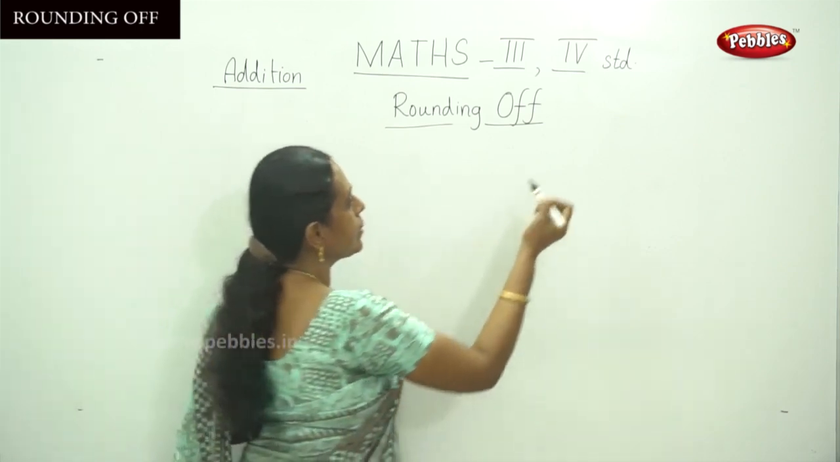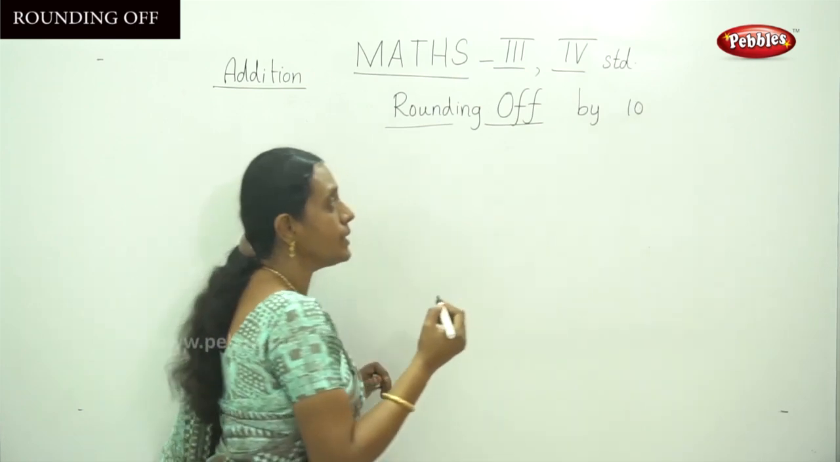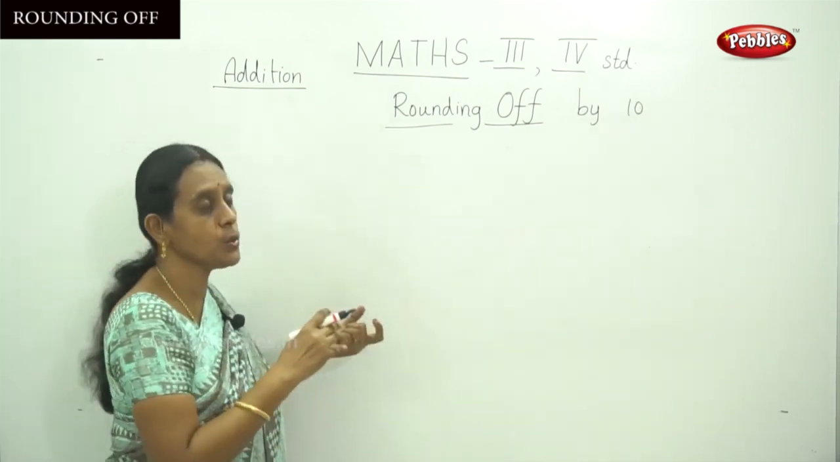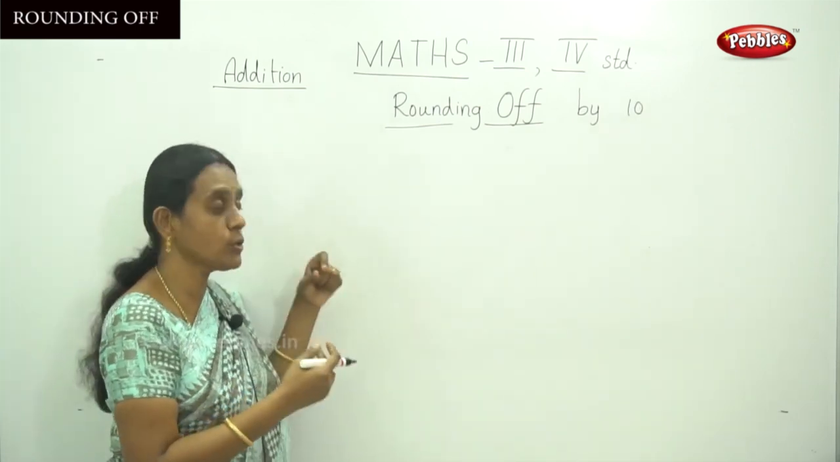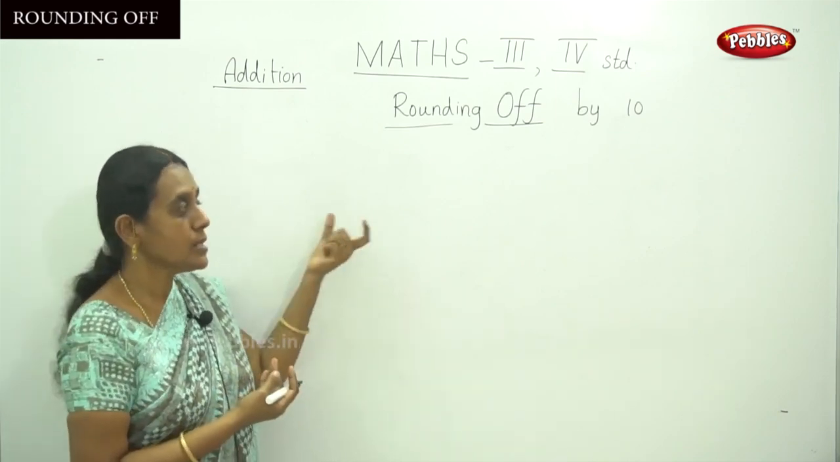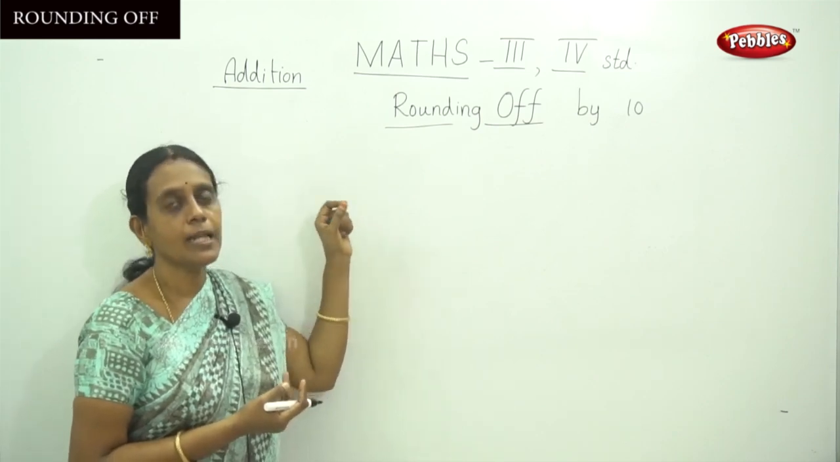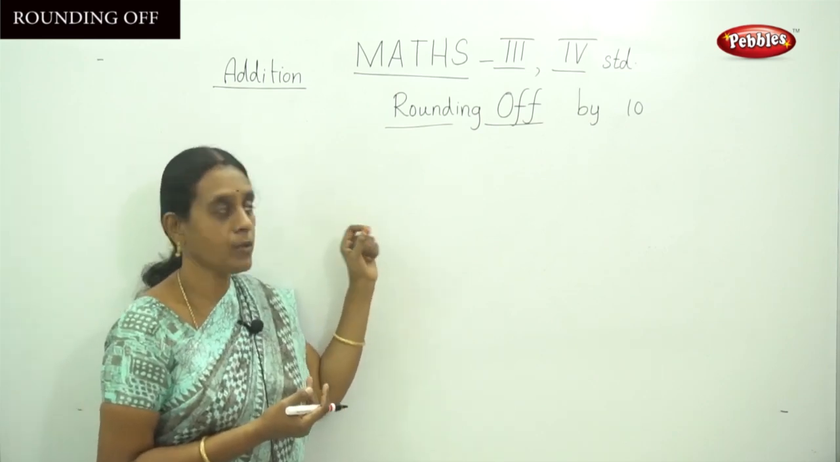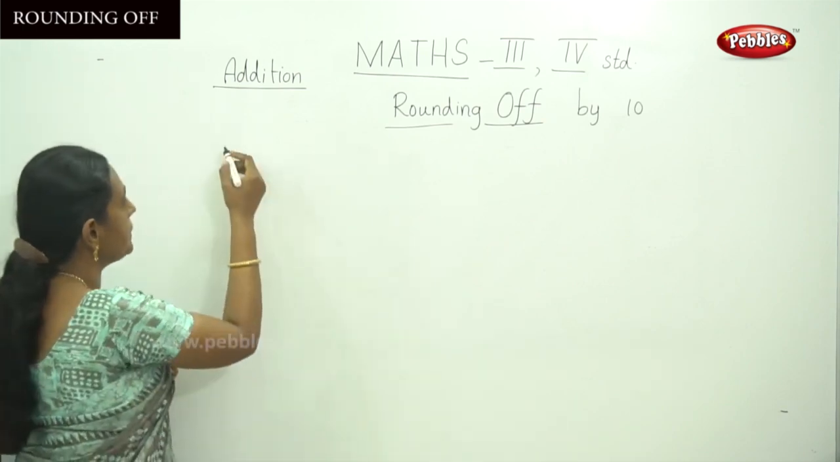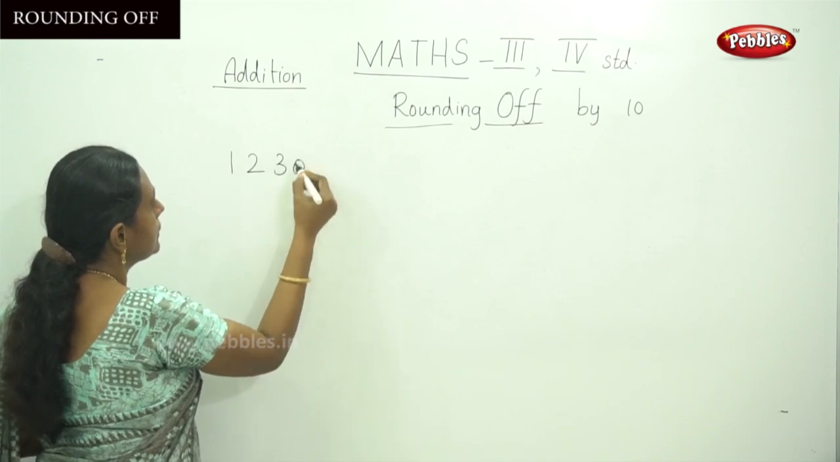So first, rounding off by 10. Let me see rounding off by 10. We will change the number similar to our previous addition with zero ending numbers. This is also similar, but you have to check the last digit. I will explain with an example, that is 1230.